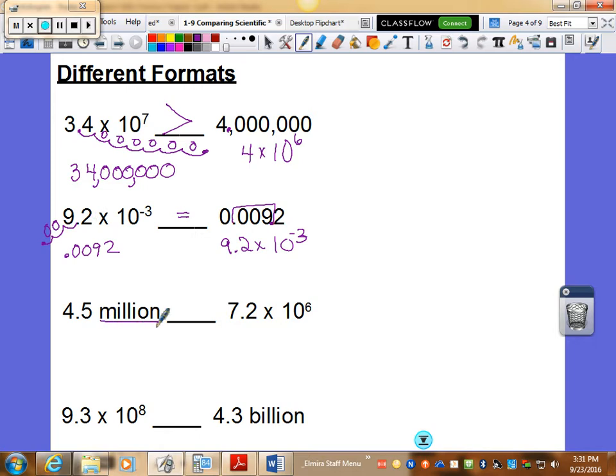All right, this has the word million written out. And you have to know how many place values million is.